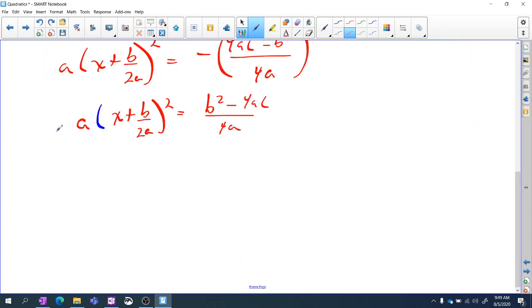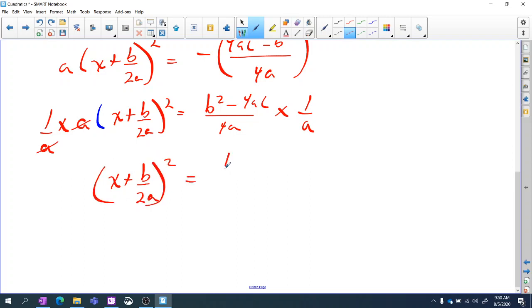Well, the next thing I've got to do is get rid of the a. Remember, if it was a 2 in front or a 3 in front, you just multiply by 1 over that value. So I'm going to multiply this side by 1 over a. That would get rid of that and leave us with x plus b over 2a all squared. And now I've got b squared minus 4ac all over 4a squared.